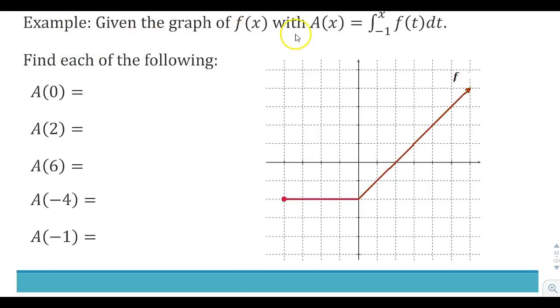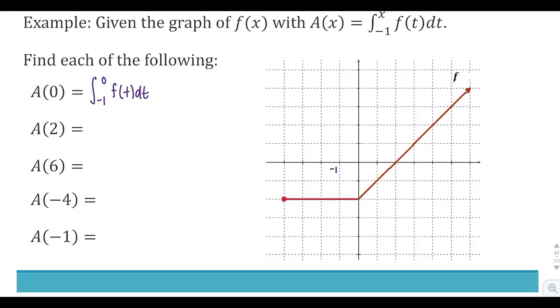Let's continue on with that example. So given the graph of f of x, with A of x equal to the integral from -1, so we have our fixed value of a, to x of f of t dt. So notice we're told this is the graph of f of x, but I'm going to ignore that x part, just label it as f for now, and inside of the area function we're labeling it with a different dummy variable t. So find each of the following. Find A of 0. So A of 0 means we're trying to find the integral from -1 to 0 under the function f, or f of t dt.